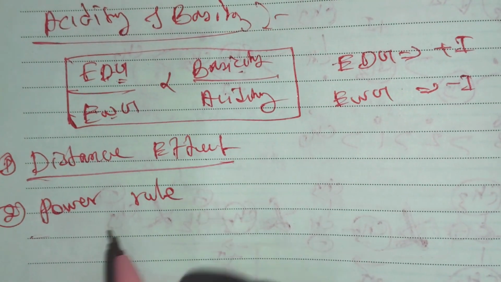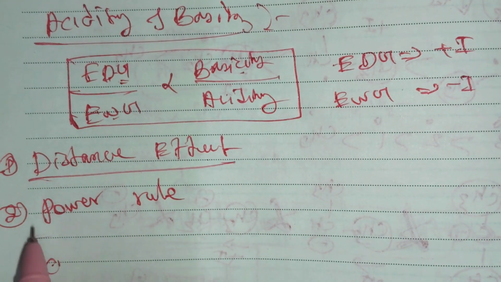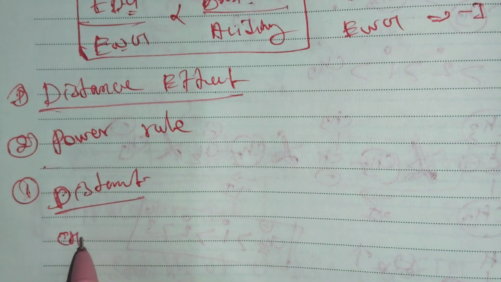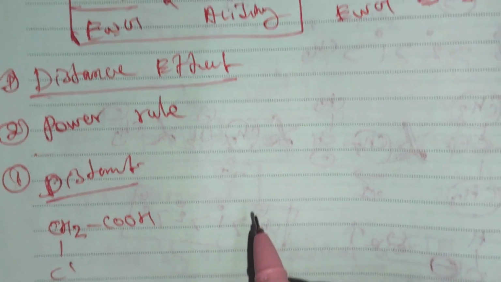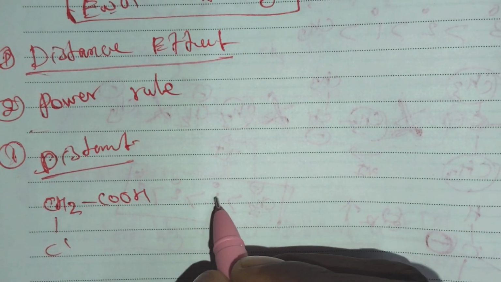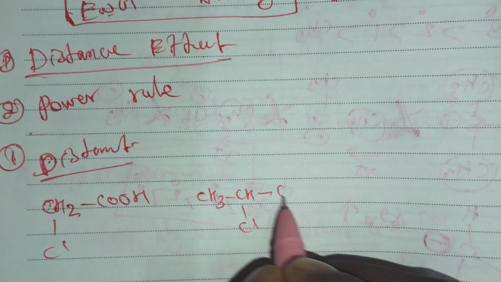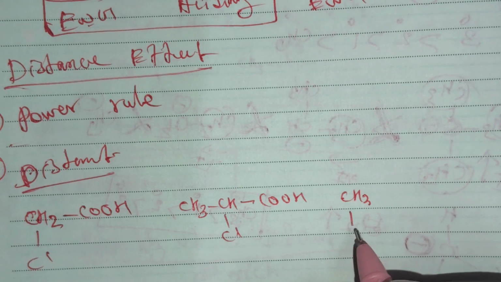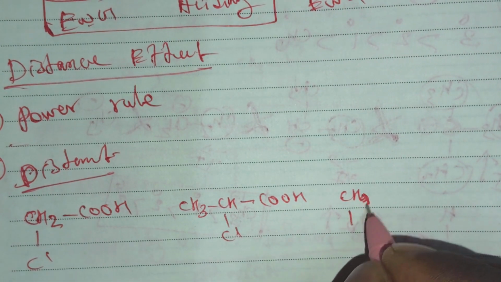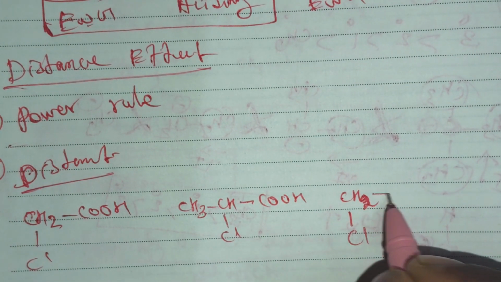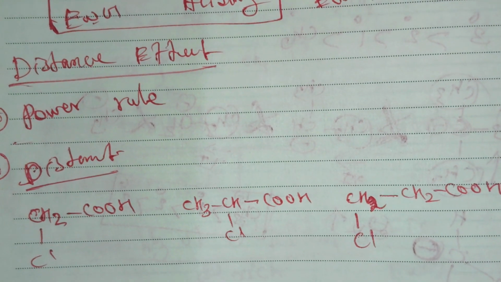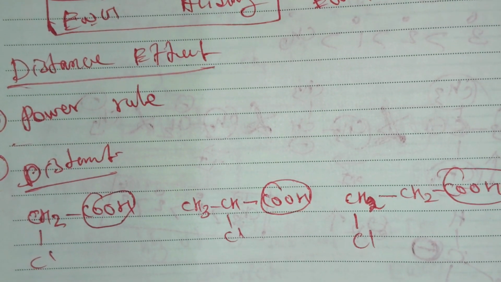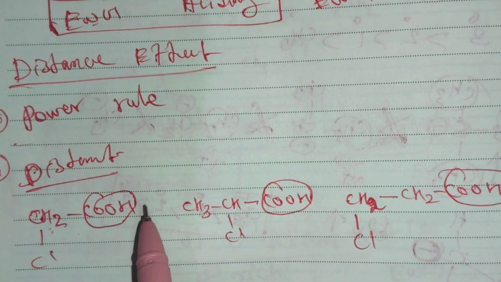For example, see acetic acid. First case is the distance effect. See chloroacetic acid, CH2Cl COOH, alpha-chloropropanoic acid, CH3CHCl COOH, and beta-chloropropanoic acid, CH2Cl CH2COOH. Okay, in this COOH group as the acid functional group, the proton can be replaced from here only. So these two are more acidic.